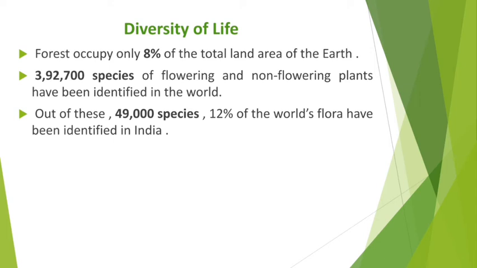So my dear student, I hope that you know the meaning of flora and fauna. Flora means plant and fauna means animal. So this is a short description about the number of plants identified in the world, and the percentage of world flora found in India is 12%, and the number is 49,000 species of plants identified in India.